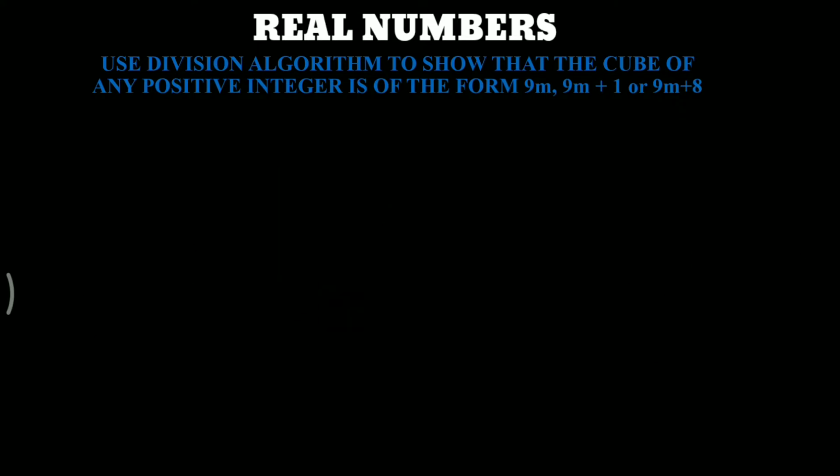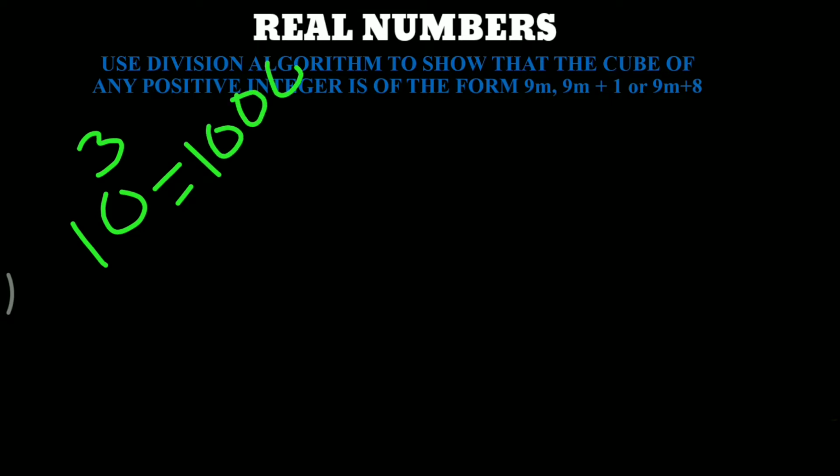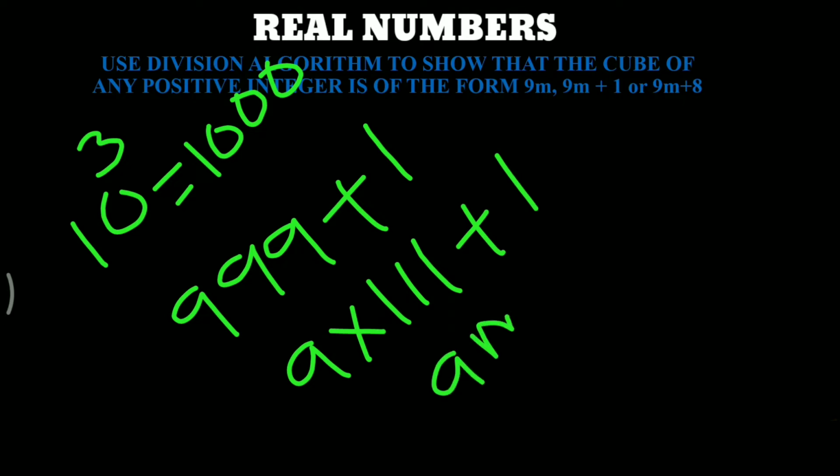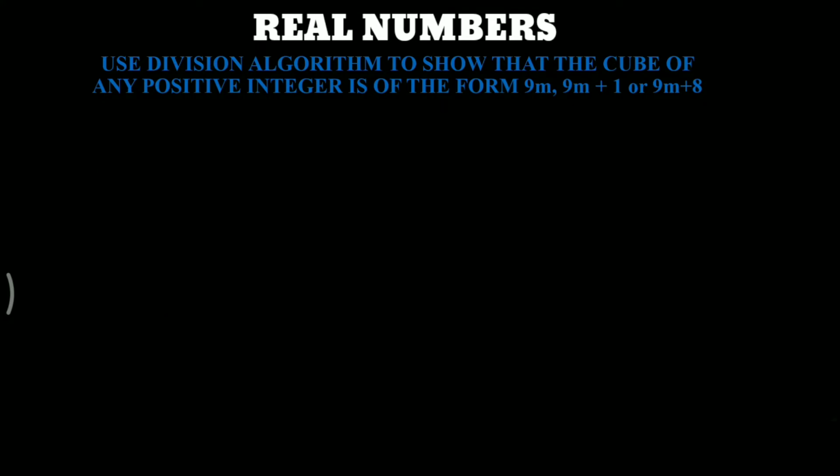Let me take one more example, 10. So I am going to cube it. 10 cube is equal to 1000. So 1000 can be written as 999 plus 1. And 999 can be written as 9 multiplied by 111, plus 1. So clearly this is in the form of 9m plus 1. So take any positive integer and cube it, and that can be expressed either in the form of 9m or 9m plus 1 or 9m plus 8.